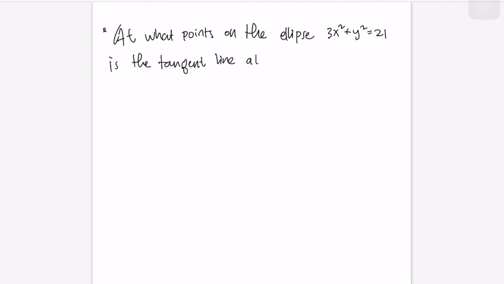Let me go through the question. At what points on the ellipse is the tangent line at that point parallel to the line y equals negative 2x plus 6? You can pause the video, try to calculate this question by yourself, and then later we can compare the results.